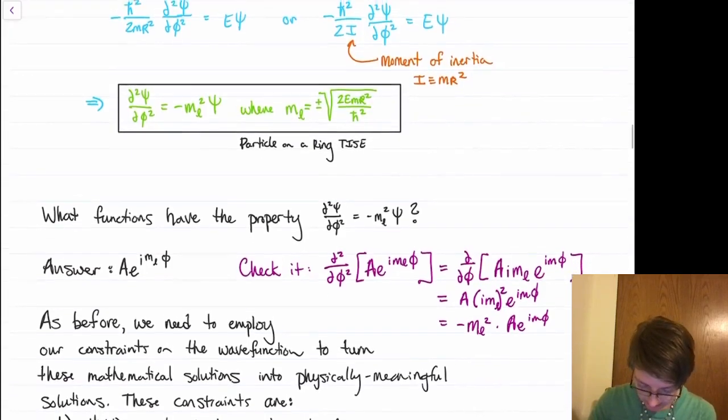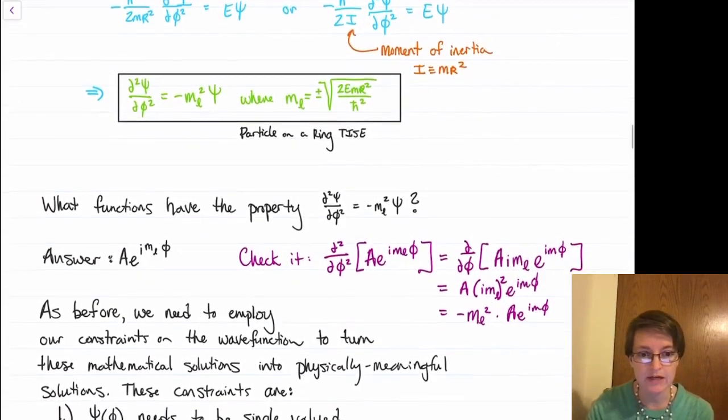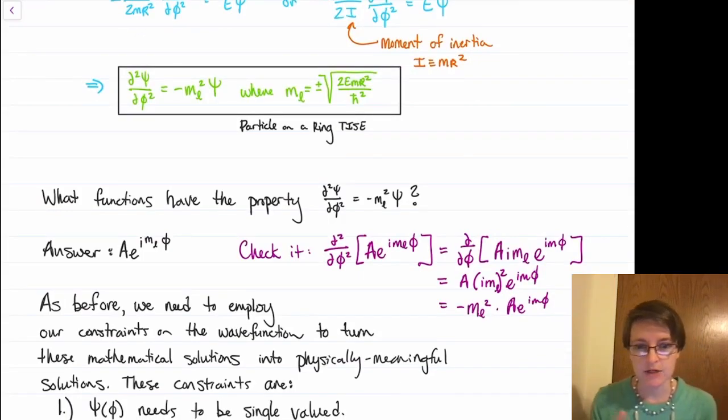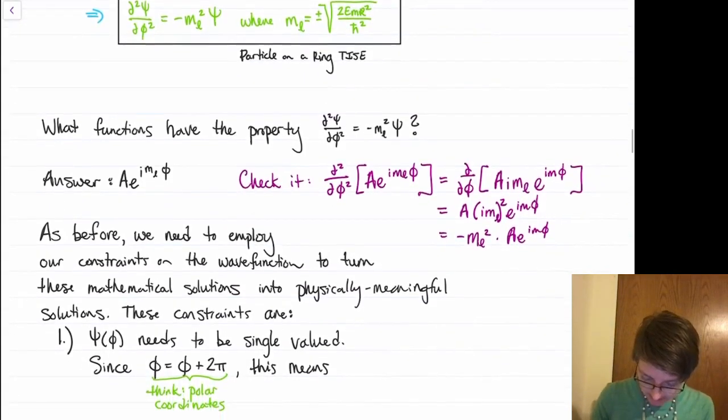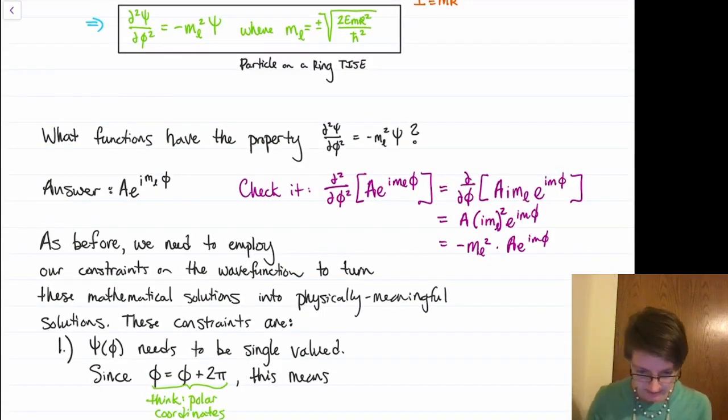Now, just like we did in the particle in a box, we need to go ahead and take this solution and turn it from something that mathematically works to a restricted set of solutions that obey what the physics or the underlying concepts of the problem should be. So what's our step from math into a physics or a chemistry world? Well, remember we had some constraints on what the wave function should look like. One of those constraints was that psi needs to be single valued. Now, let's think a little bit about what that means.